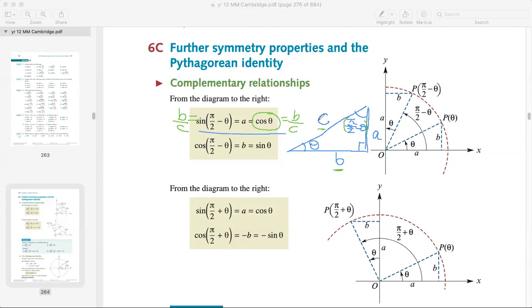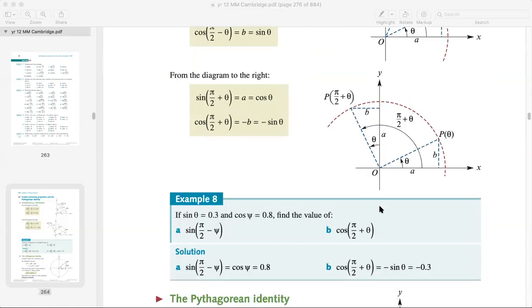And for the latter one from the diagram on the right, you can essentially apply the same thing, but just make sure our angle is back in the second quadrant. So our sine will always be positive and my cos will be negative. Okay, that's it.